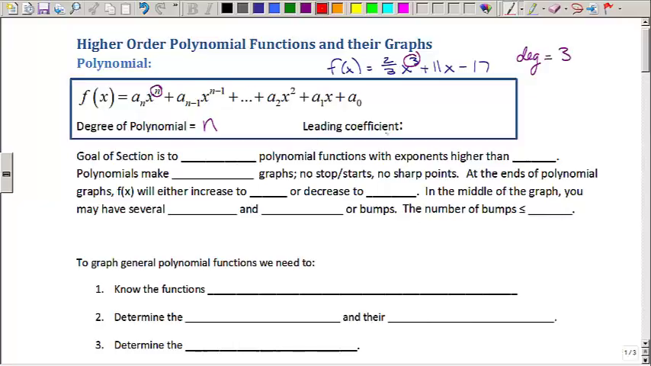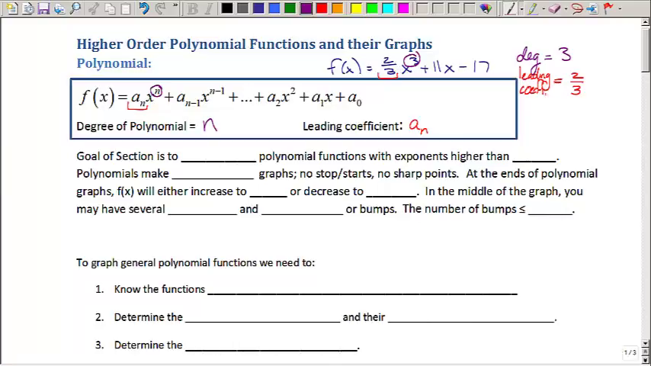The leading coefficient is the coefficient of the term with the highest degree, or the degree of the polynomial. So in this case, the leading coefficient is the number in front of x to the n, or a sub n. In our example problem, our leading coefficient would be 2/3, the number in front of x cubed. Because 3 is the highest exponent, then 2/3 is the leading coefficient. We're going to be using these terms throughout this whole section and later on in the chapter as well, so we'll need to know those.